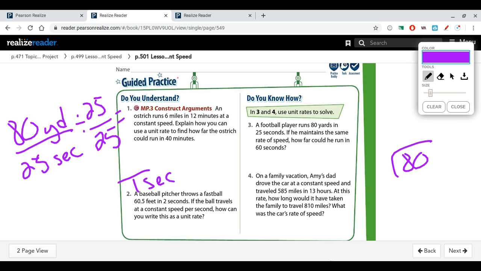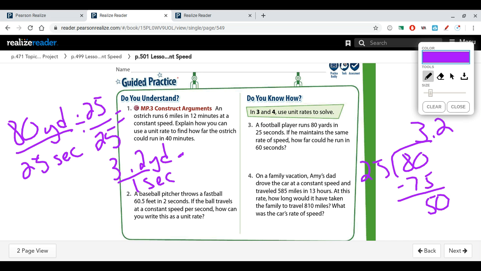So let's go ahead and do the division. 25 goes into 80 3 times. That's 75. I'm going to subtract. I have 5 left over, put my decimal, add a 0. It's going to go in there 3.2. So it's 3.2 yards per 1 second.